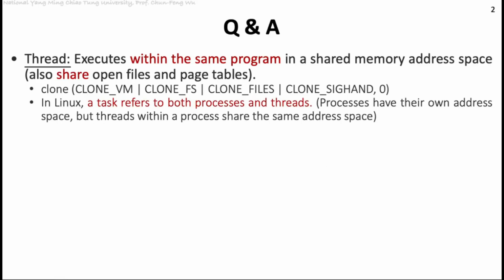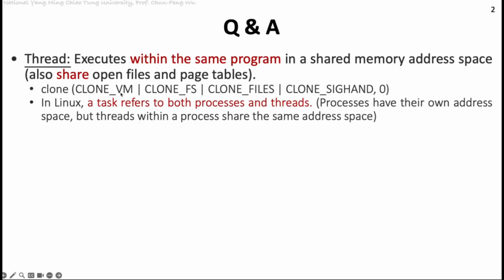The first one is about threads. The definition is here. A thread executes within the same program in a shared memory address space, and usually open files, page tables, those kinds of things are shared between threads within the same process. Last time people asked about the function called clone in Linux, which is very similar to the fork function. The difference is that clone can control which kinds of resources are shared between threads.